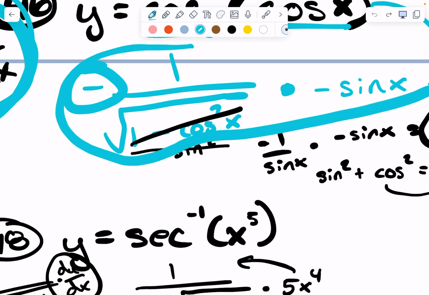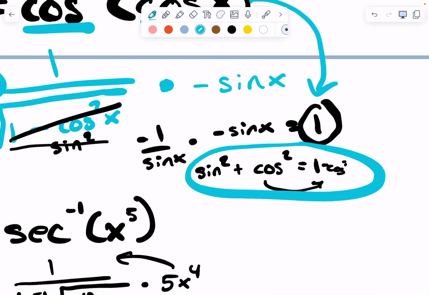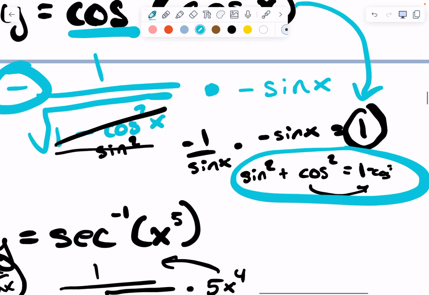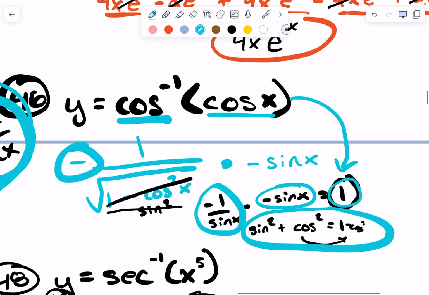But then we said, okay, wait a second. 1 minus cosine squared, this is a trig function right here. 1 minus cosine squared is sine squared. So this thing right here is sine squared, but then we're taking the square root. The square root of sine squared is just sine, 1 over sine. So we've got that times negative sine, and negative 1 over sine times negative sine is just 1. So the derivative of everything is just 1. But we could have done that to start with because inverse cosine and cosine cancel each other out. So we just have y equals x, and the derivative of x is 1. So that's kind of fancy.